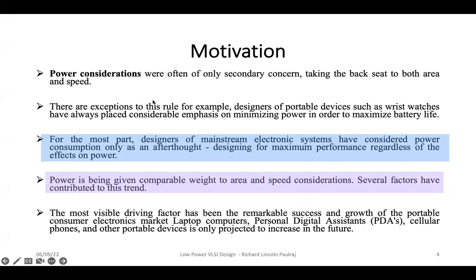As I was telling you before, we used to only have area and speed considerations, but right now power is also given such importance, where we can make circuits much better, where we can have low power designs. The most visible driving factor has been the remarkable success and growth of PDAs. Okay, PDAs are personal digital assistants, cellular phones and other portable devices, only projected to increase in future. Our life has become so accustomed and adjusted to these digital devices that we cannot live without them. Right now, if we are learning something, we need a digital device. Our life is very much dependent on these things.